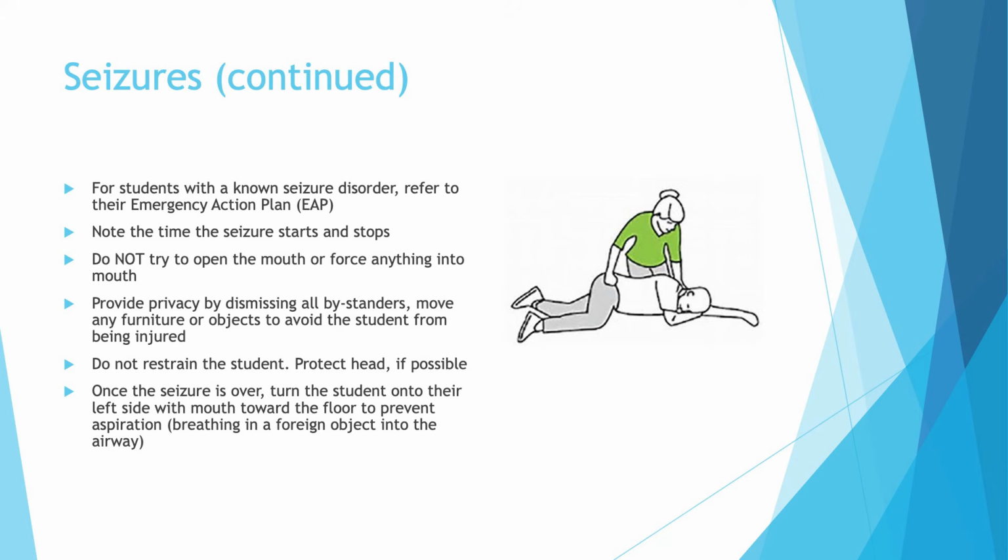When a seizure occurs, after notifying your nurse and/or first responder, note the time and movements of the student. Provide privacy. Keep the student safe by removing furniture or objects that could cause injury. Place something soft, such as a jacket or blanket, under their head, and do not ever put anything in their mouth. Once the seizure is over, turn the student on their left side with mouth slightly pointed towards the floor to prevent choking in the event they vomit after the seizure.